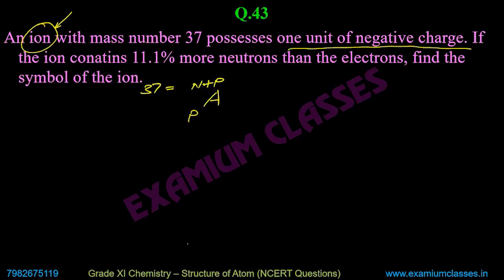One unit of negative charge means it has one more electron than the actual element. In a normal element, the number of protons is equal to the number of electrons. But here, because it has one more electron, the number of protons will actually be E minus 1.